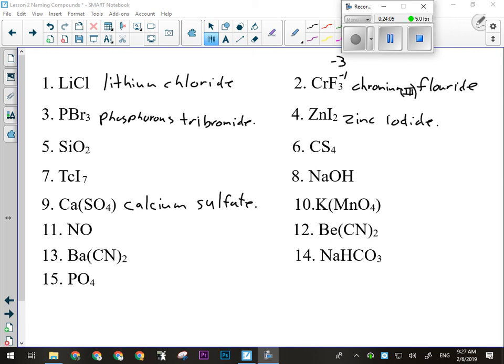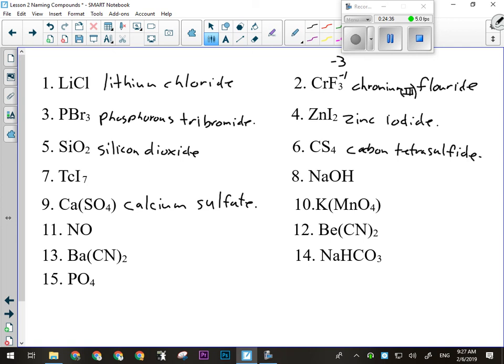All right, so on number 5, we have silicon and oxygen, both non-metals. So this is a molecular compound. So this will be silicon dioxide. Okay, number 6, we've got 2 non-metals as well, carbon and sulfur. There's only one carbon, so we don't need a prefix on that. So we'll have carbon tetrasulfide.